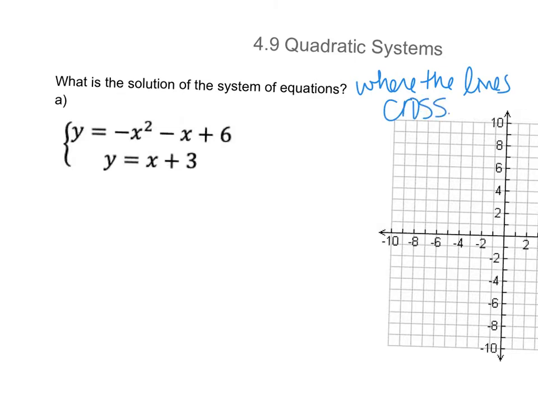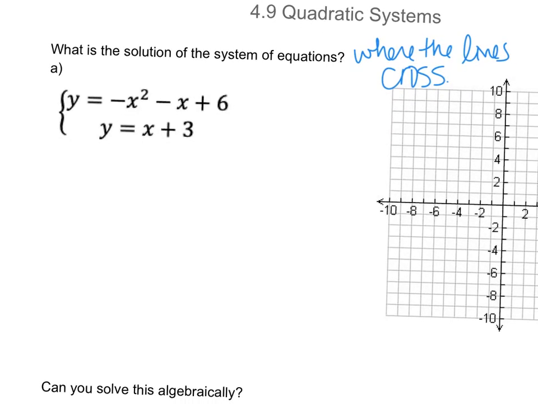So there's a few different ways to solve these. One way is by graphing. So let's go ahead and graph it. Looks like we have a parabola.